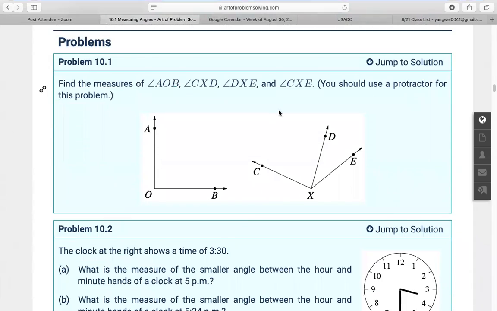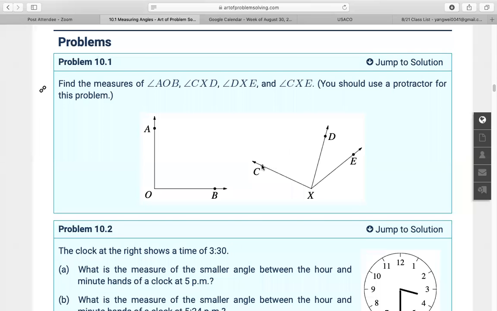Now let's do some exercise problems here. Say 10.1, find the measure of angle AOB. Everybody send me a private chat. How big is angle AOB? If you have a protractor, you can measure it, or you can measure it on my screen. 90 degrees. Yeah, you can use your eye to estimate. This one definitely is 90 degrees. Yeah, that's correct.